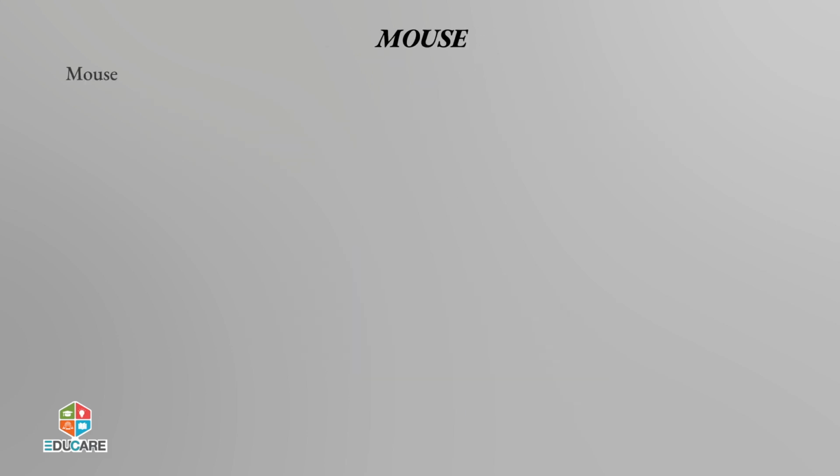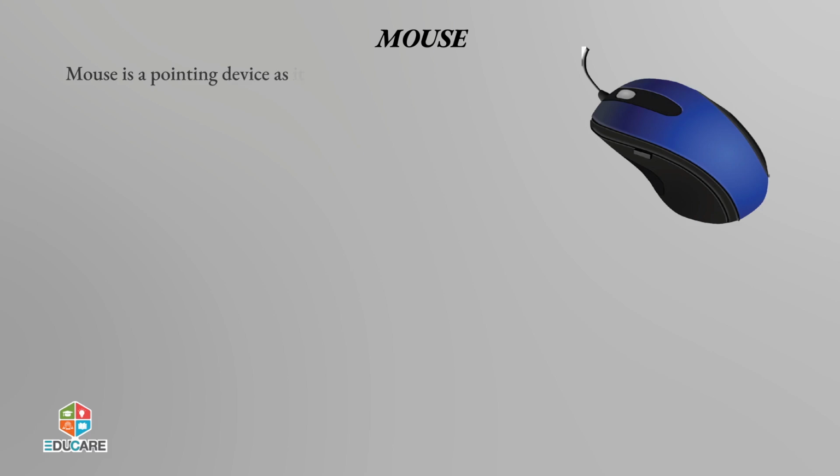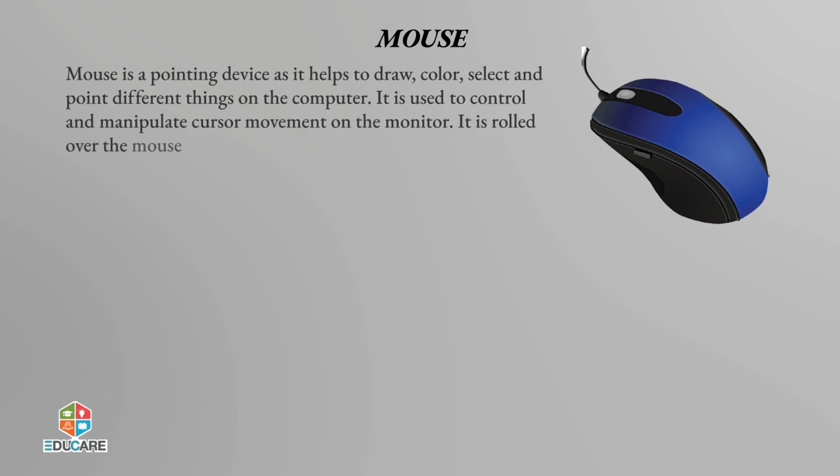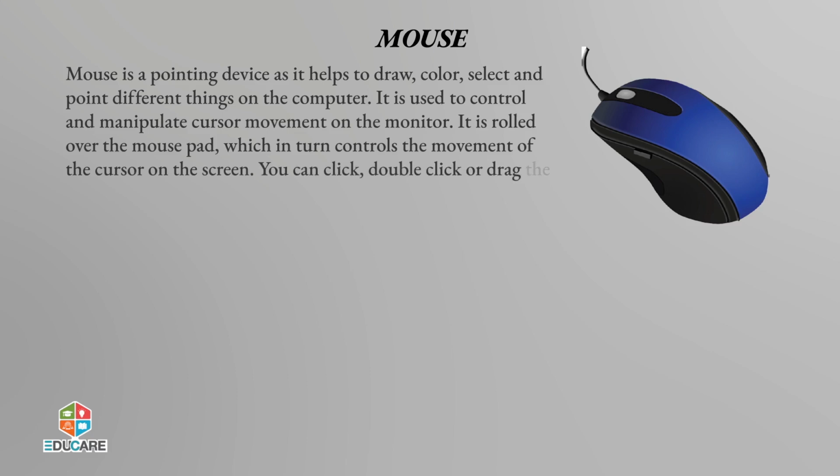Mouse. Mouse is a pointing device as it helps to draw, color, select, and point different things on the computer. It is used to control and manipulate cursor movement on the monitor. It is rolled over the mouse pad, which in turn controls the movement of the cursor on the screen. You can click, double-click, or drag the mouse.